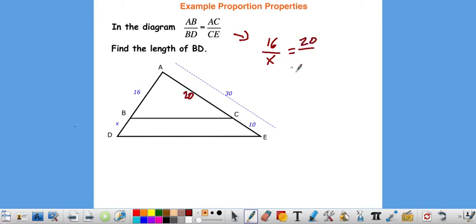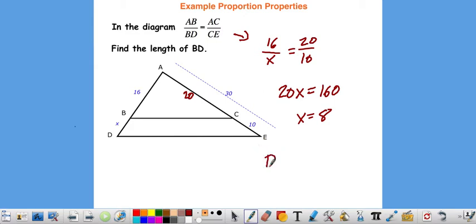Equal to 20 over CE is 10. From here you can cross multiply. You could simplify on the right first if you wanted. I'll just go ahead and cross multiply. That's what most of you are going to want to do. 20x is equal to 160. And then when we divide both sides by 20, you just get 8 for x.